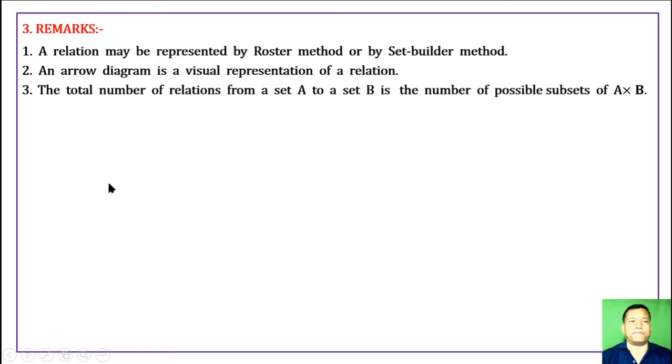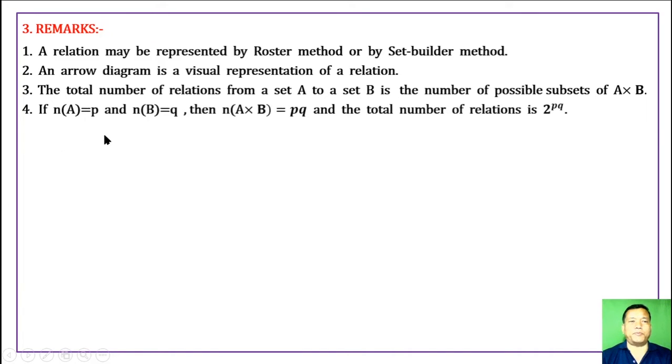If n(A) is p and n(B) is q, then n(A cross B) is p into q, and the total number of relations is 2 to the power pq.